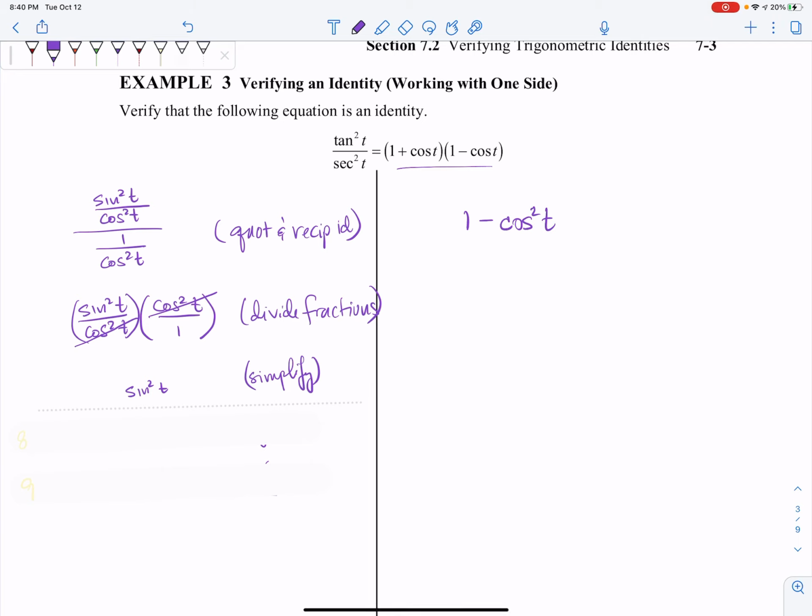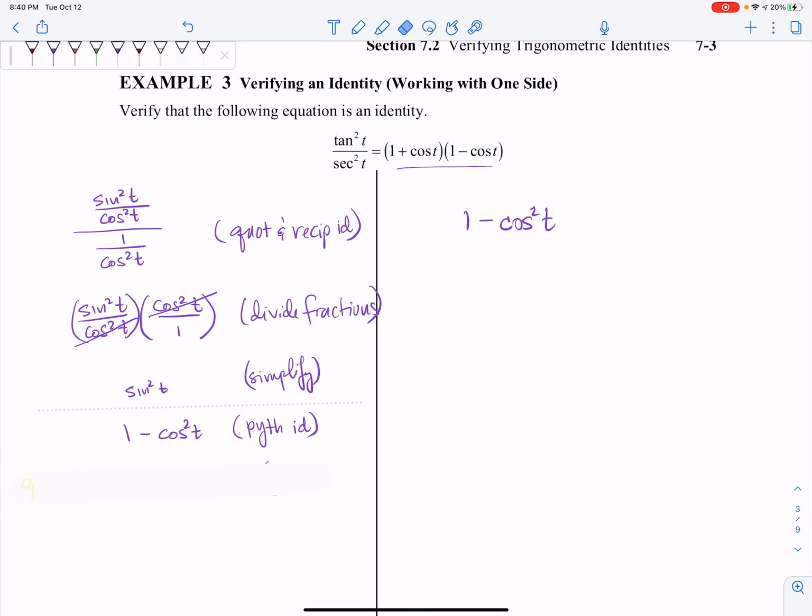And all of a sudden I was like, oh, that's a Pythagorean identity. That's the same thing as sine squared. So then what I did next is instead of working on the right-hand side, I just brought that over to the left-hand side.